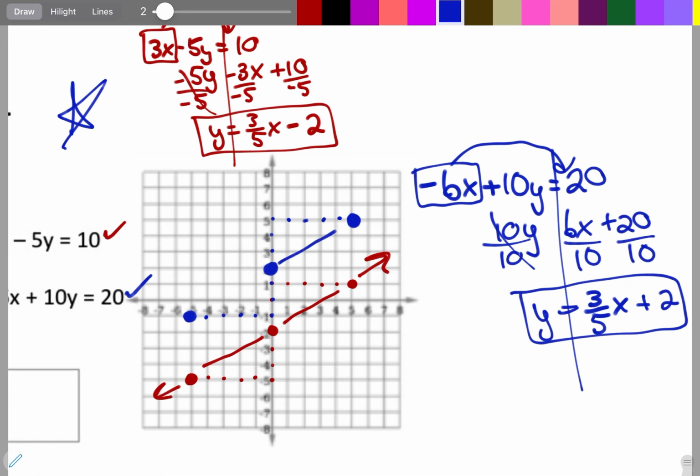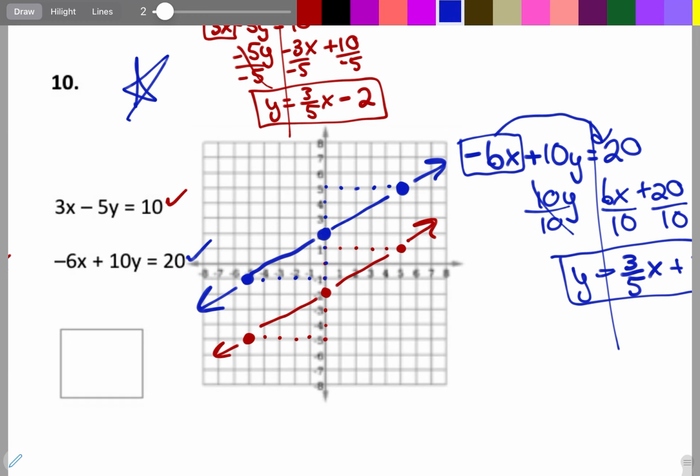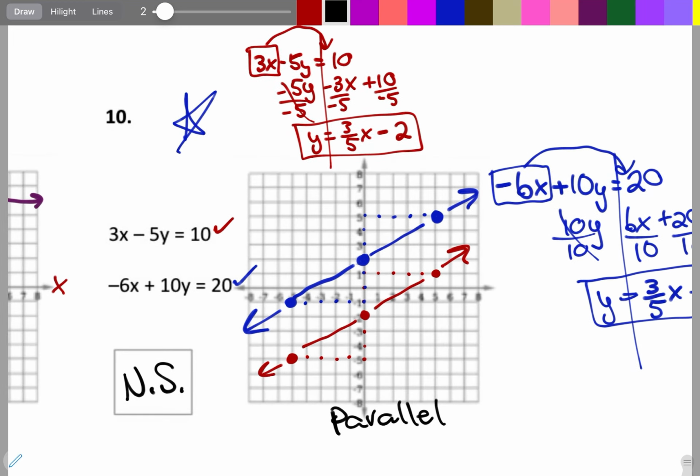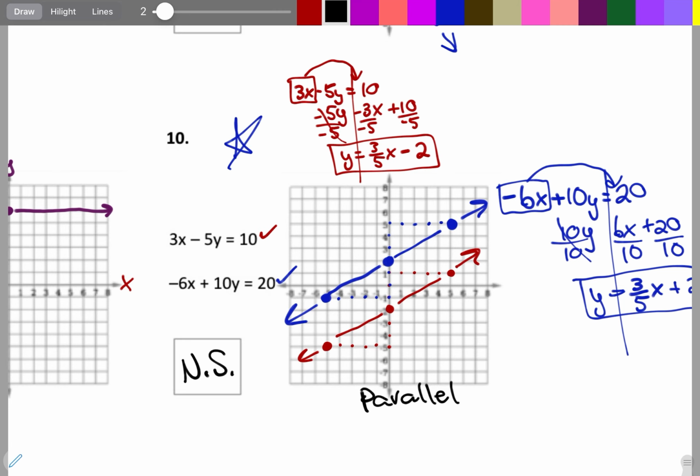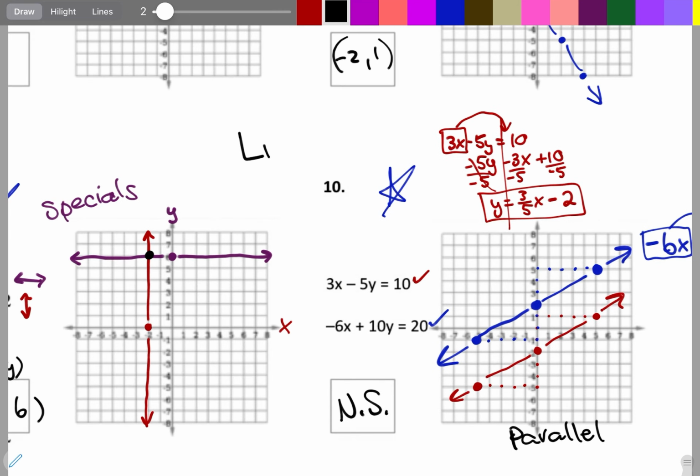We got 2 lines that are not going to intersect at all. These are called parallel lines, meaning you have no solution. These 2 lines will never touch each other. That concludes this part of the video. We just did linears, all right? Linears only. Stay tuned for part 2.